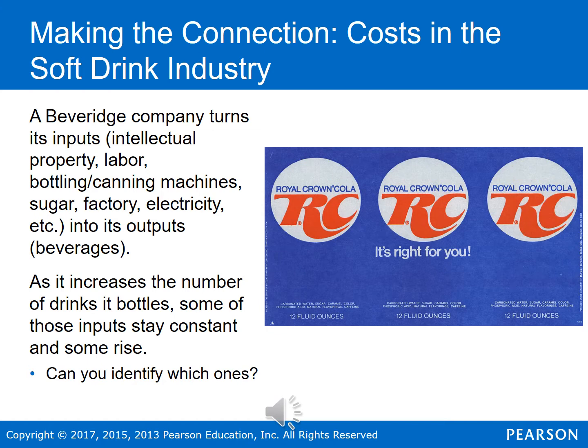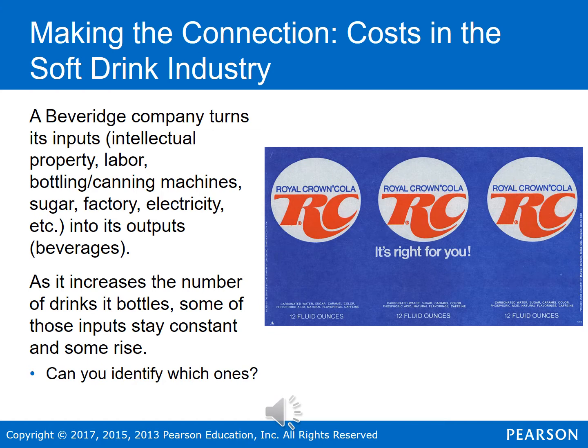Let's explore these types of costs for a soft drink company. A beverage company turns its inputs, things like intellectual property, labor, bottling and canning machines, sugar, factory, electricity, into outputs, the beverages they actually sell.